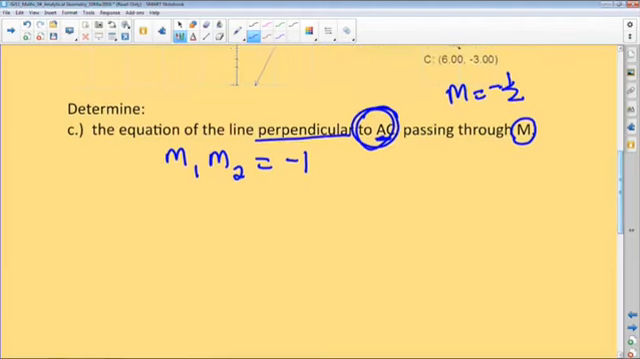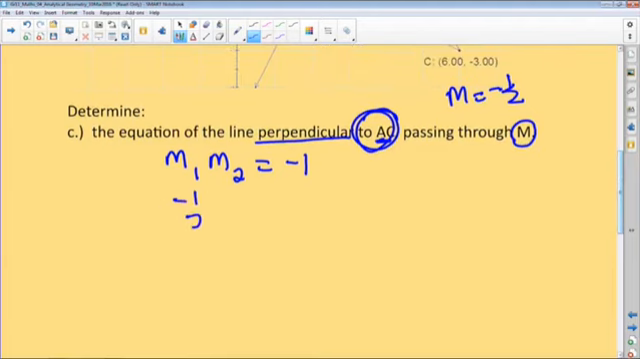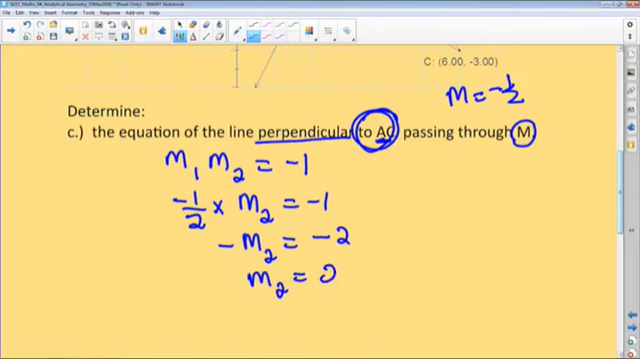Okay, let's substitute. This is minus half times m2, it's minus 1, all right? Now, I'm dividing by 2. I can get rid of that 2 by multiplying throughout by that 2. So I've got minus m2 equals minus 2. I've multiplied by 2 throughout, but I want to get m on its own. So I'm still going to divide by a negative 1, or rather multiply by negative 1. So m2 is 2. Okay, so we've got the gradient.